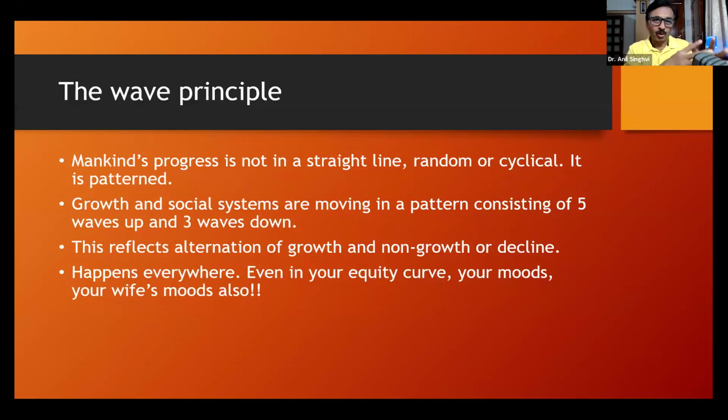So you have growth everywhere in a pattern consisting of 5 waves up and 3 waves down. If you were to summarize Elliott wave in a short sentence, that is it. It has to be 5 waves towards the growth and 3 waves opposite to growth. Or if the market is going down, it will go down 5 waves and 3 waves up. So in the direction of the trend, it will be like this. This reflects the alternation of growth and non-growth. And this happens everywhere. If you were to plot your equity curve, you will find it like that. If you plot your moods, you will find it like that.